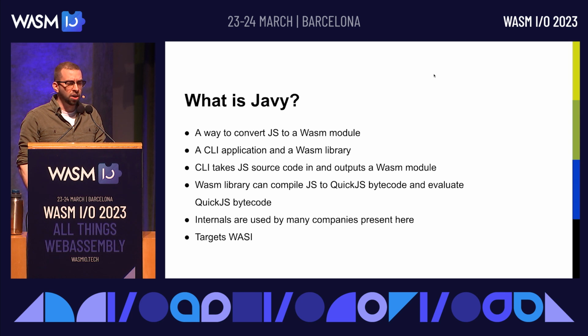The internals of Javy are used by many of the companies here, and I'll be giving them a bit of a shout out when we get to a brief tour of that internal piece a little later. Another important piece about Javy is it targets WASI as basically the API layer it uses to communicate. So this is unlike something that targets a browser environment or web APIs, like Emscripten. This is more typically used on the server side, but could be used in the browser with a WASI shim.